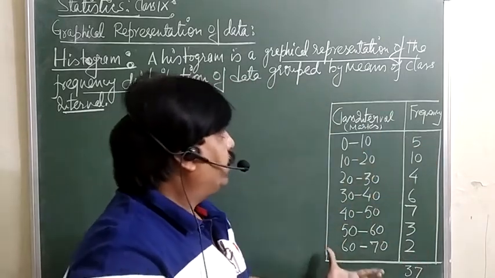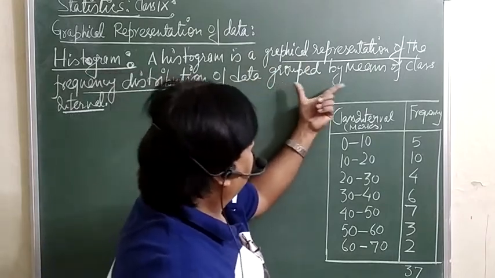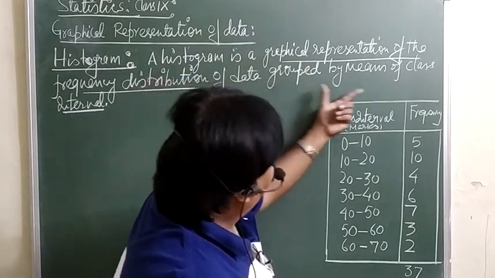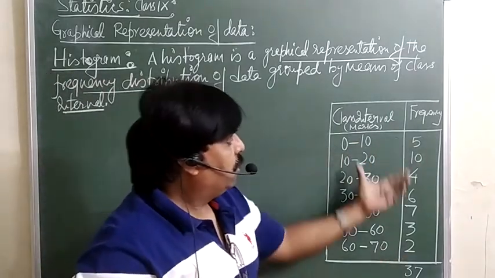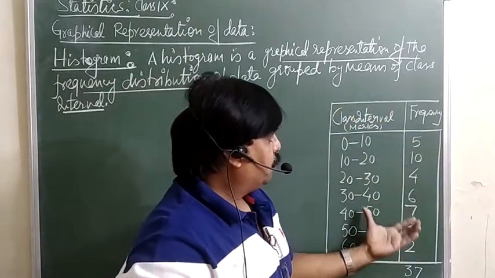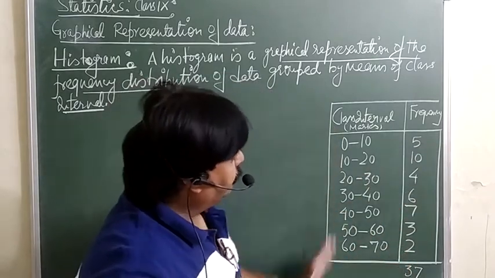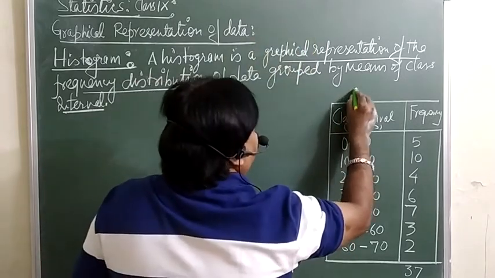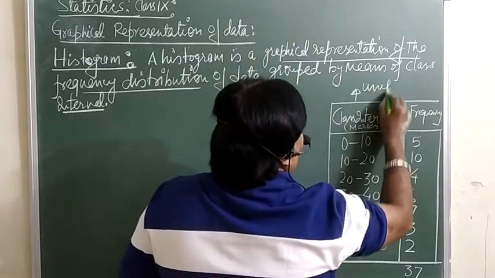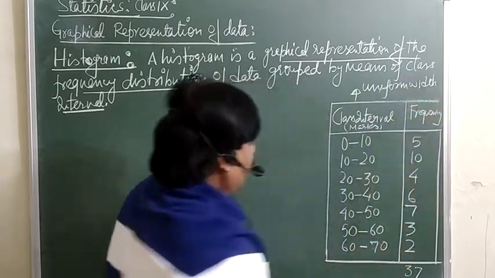We want to represent it by a graph, and the data is grouped by means of class intervals. According to their class intervals, the height of the rectangles will be formed according to their frequencies. Here I am taking a uniform width in this question, which means the class size is the same.